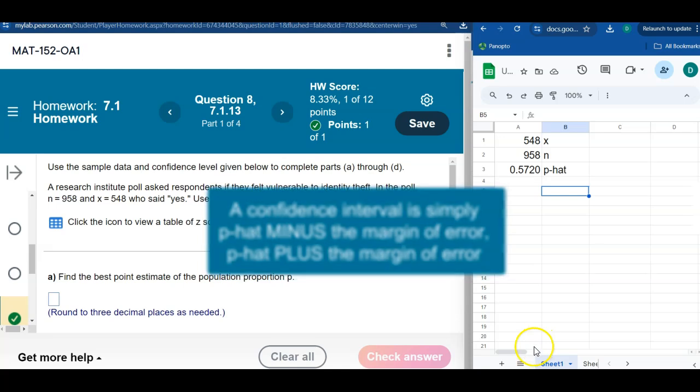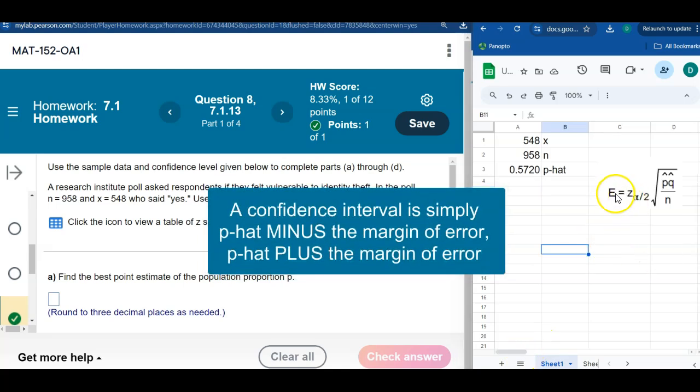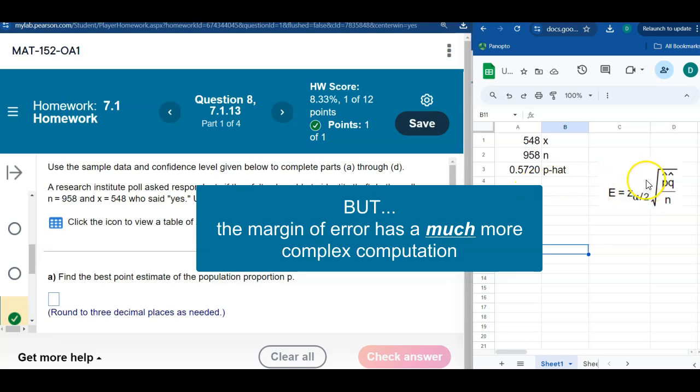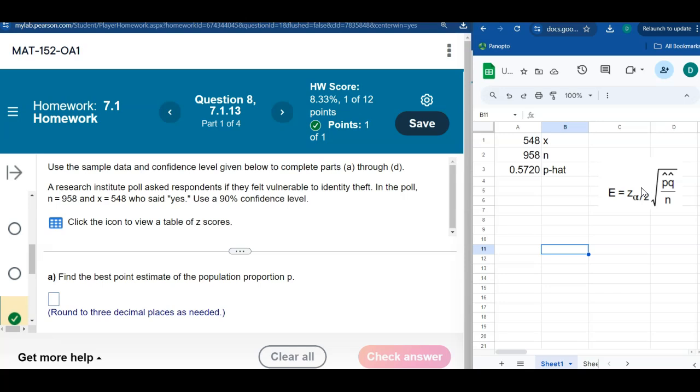Now, the second thing we need is the margin of error, E. By the way, you're going to have this on your table of formulas on the final exam, so you won't need to memorize this. This will be given to you. But this is the second thing. We need P hat, and we need the margin of error.